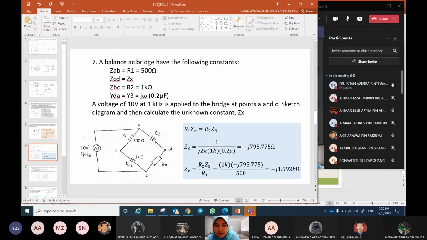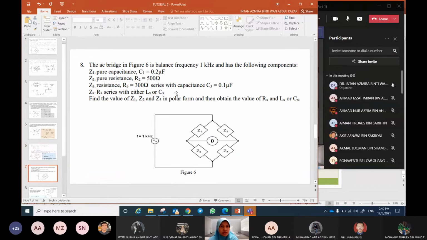Z3 is equal to C3. It is a capacitor. If the final answer is positive j, that arm has only an inductor. If the final answer consists of real and imaginary terms, that arm has a resistor and a capacitor or inductor. If j is positive, it is an inductor. If j is negative, it is a capacitor.